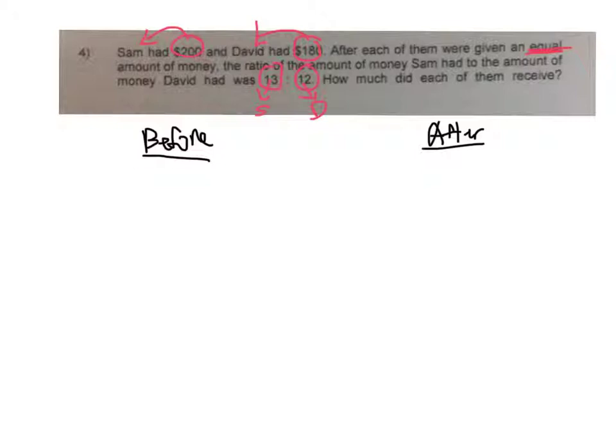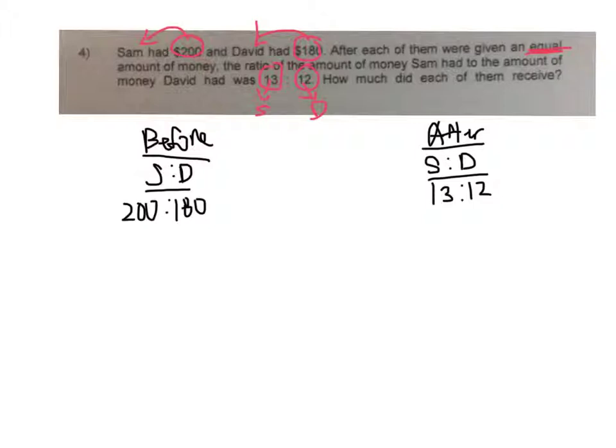So before, Sam is to David. Though the question never really gives us a ratio, of course we know it is 200 is to 180. Big numbers, right? But actually, when you change this into an equivalent ratio, eventually you will get smaller numbers. And after, Sam is to David became 13 is to 12. We know that the difference is still the same, so I'm going to put difference.